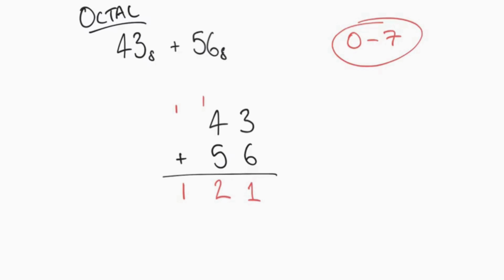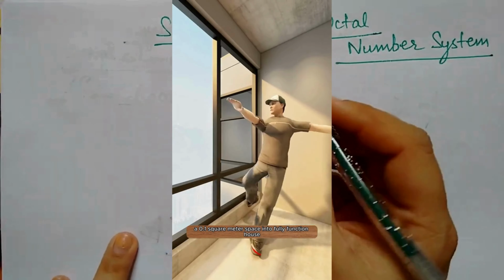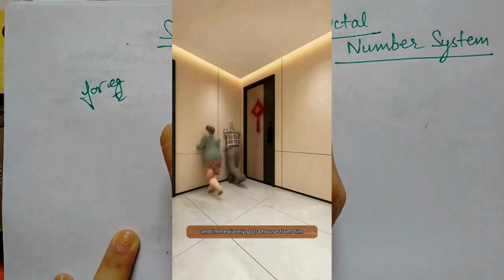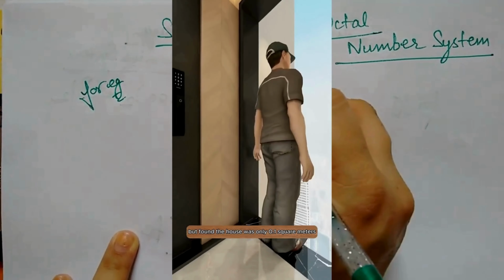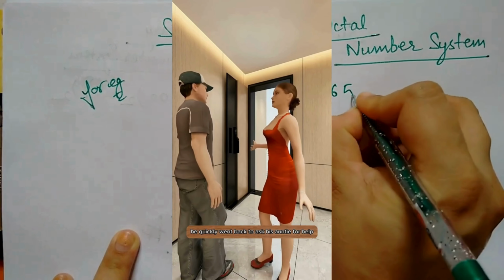Today we are going to discuss galvanized square steel. Transform a 0.1 square meter space into a fully functioning house. Little John helped his grandpa hide their treasure and immediately got a house from him. Excited, he opened the door but found the house was only 0.1 square meters. Frightened, he quickly went back to ask his auntie for help.